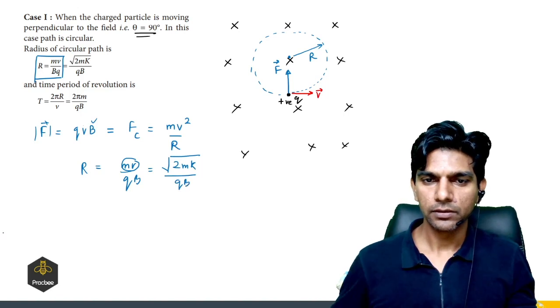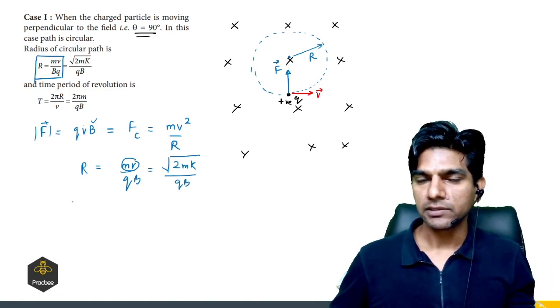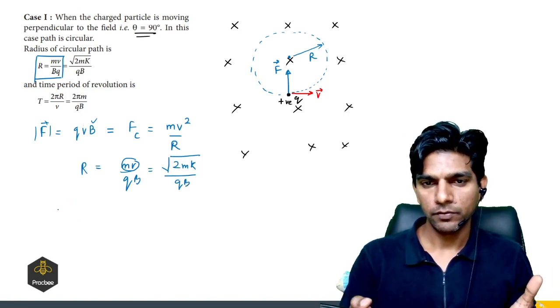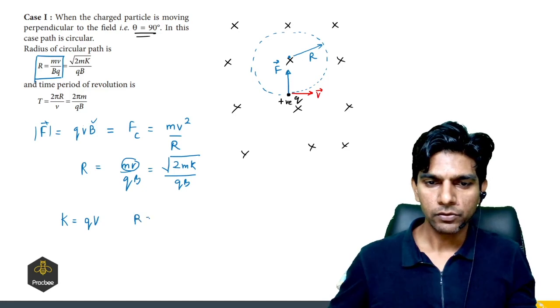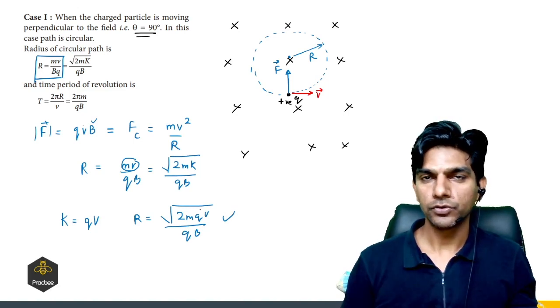Linear momentum in terms of kinetic energy can be written as root of 2mK, where K is the kinetic energy of the charged particle. If you are accelerating the charged particle with the help of a potential difference V, then kinetic energy can be written as qV. So r can also be written as square root of 2mqV divided by qB, right? So you should remember this.